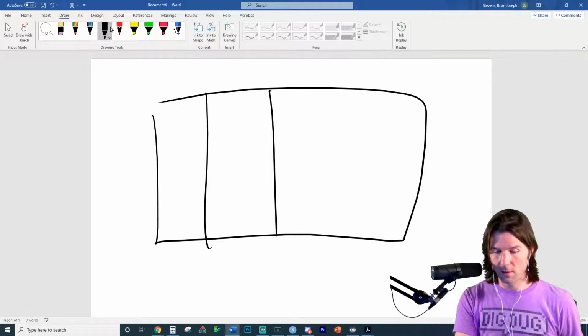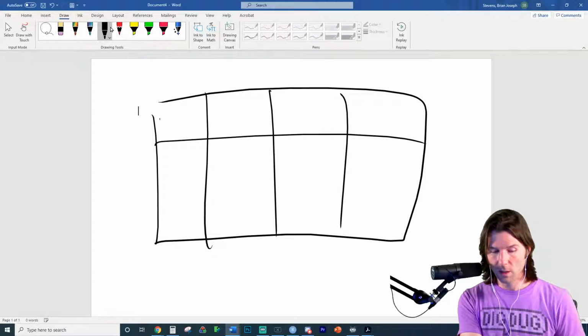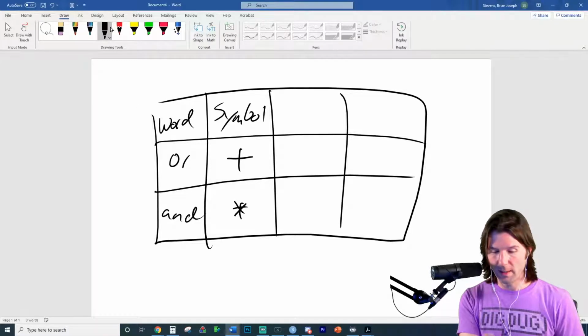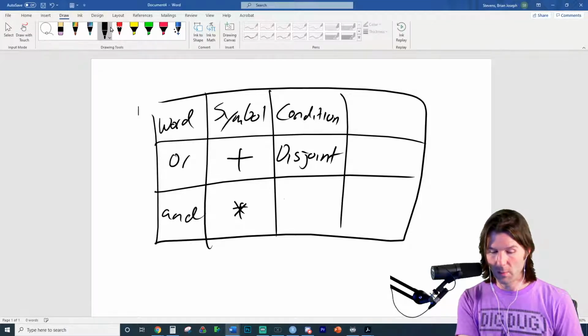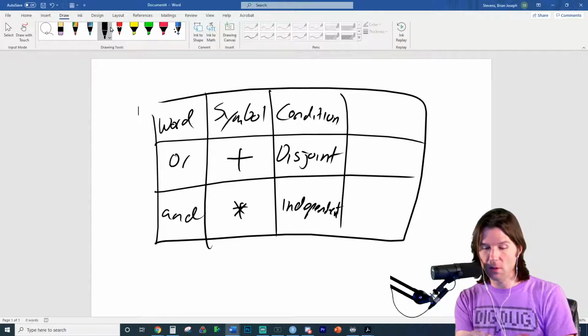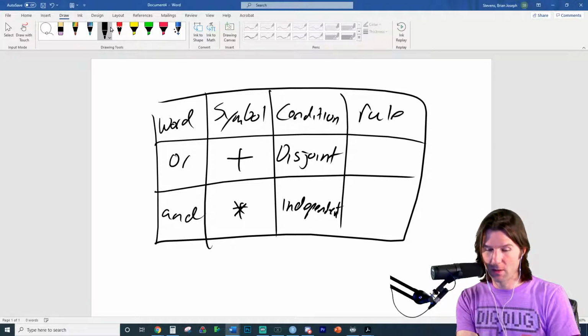We have here, I think we need 4 boxes. We have the word, which is going to be or and and. We have the symbol, which is going to be plus or multiply. We have the condition, which is disjoint or independent. And what's the rule called? This is the addition rule, and this is the multiply rule.